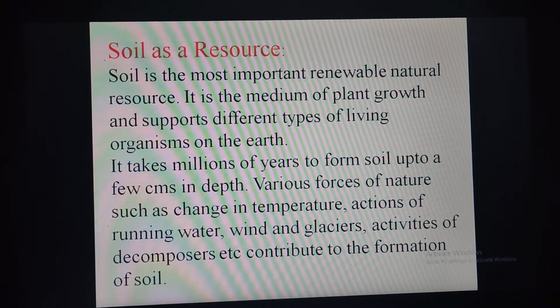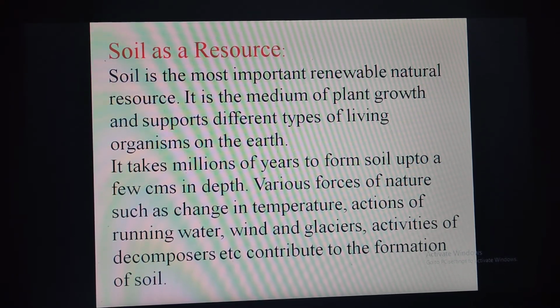So till now we have learned about land as a resource. Now we are going to learn about soil as a resource. Soil is the most important renewable natural resource. It is the medium of plant growth and supports different types of living organisms on the earth. Without soil, we can't do anything. On the land, we get soil. It is the medium for the growth of plants and it supports all different types of living organisms on the earth.